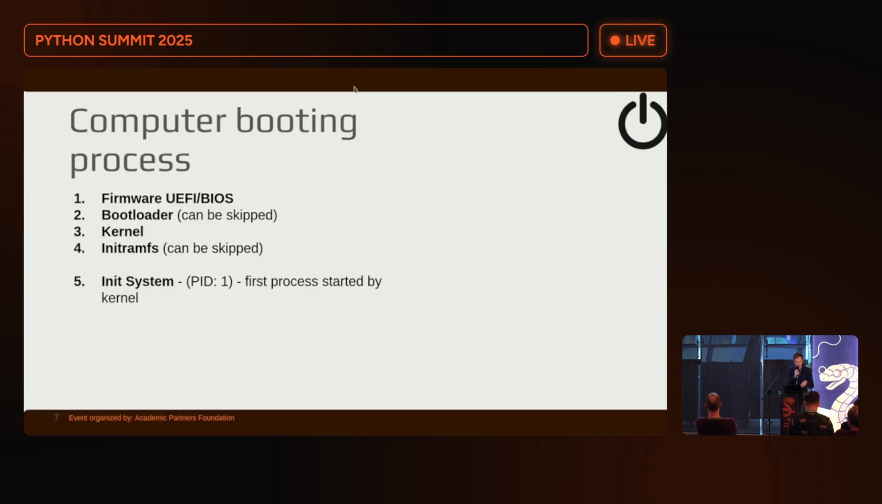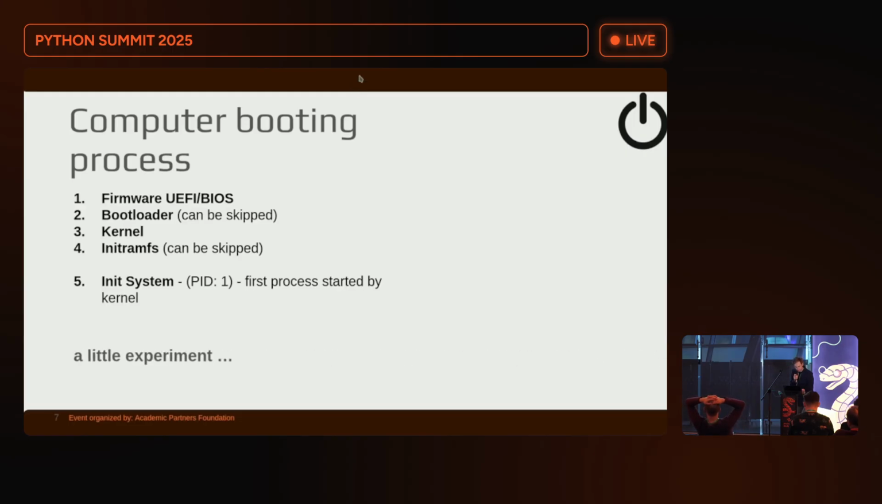So in general, there are these 5 points. And also notice that the bootloader nowadays can be skipped because the UEFI can load the kernel immediately, which was not the case in the past. And also initramfs can be skipped. And initramfs was created around 2002 to make Linux distributions portable. So like one distribution can run on very different hardware.